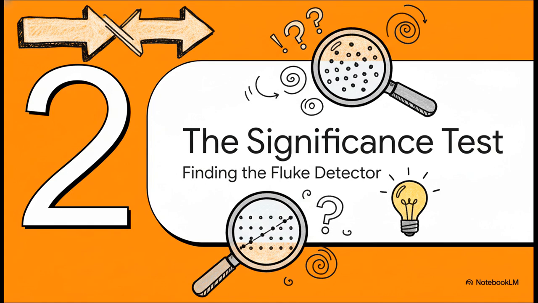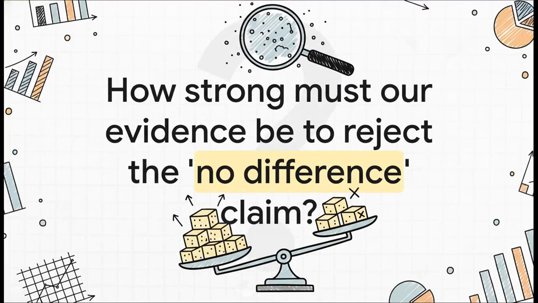All right, so we've got our 2 claims facing off. One says our teaching method is a winner, the other says it was just a fluke. So how do we decide which one to believe? How do we build ourselves a reliable fluke detector? The whole point here is to figure out if our evidence is strong enough to just toss out that skeptical no difference claim, the null hypothesis, and say, yeah, something real actually happened here. But how strong does that proof need to be?